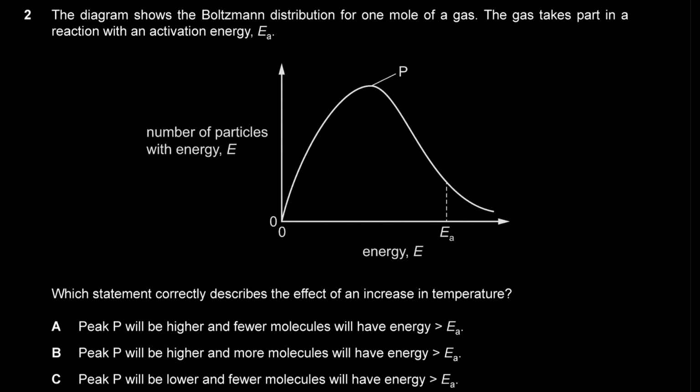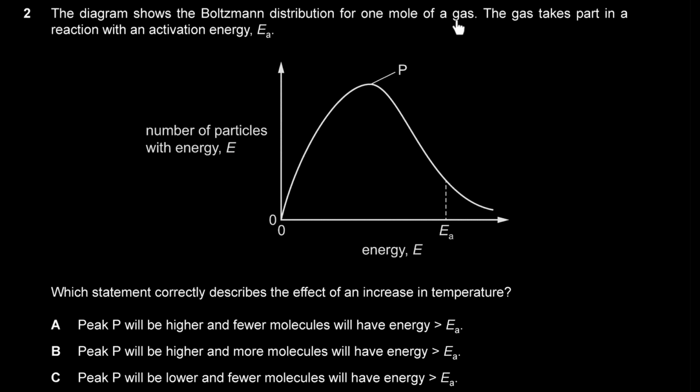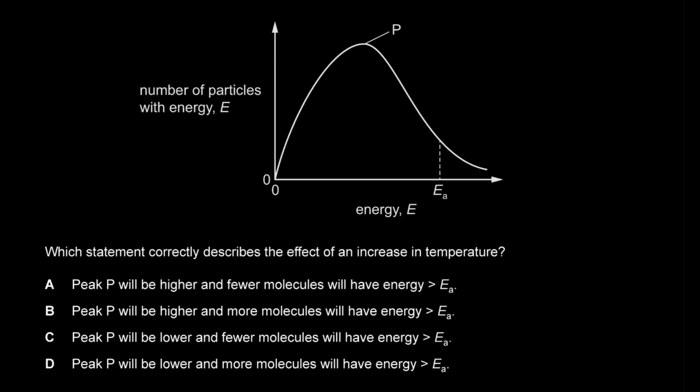The diagram shows the Boltzmann distribution for 1 mole of a gas. The gas takes part in a reaction with an activation energy EA. Which statement correctly describes the effect of an increase in temperature? Now, when we increase the temperature, we're increasing the average kinetic energy of the molecules, which means that the curve shifts to the right. And what that means is that now more molecules have energy greater than the activation energy.